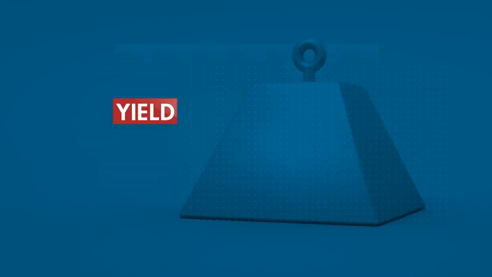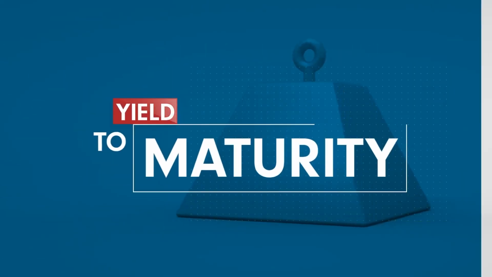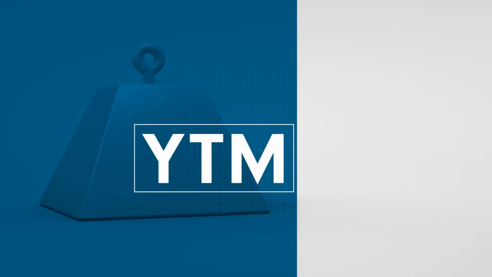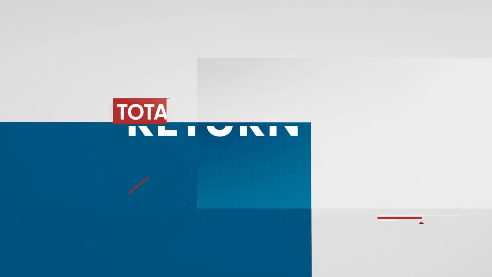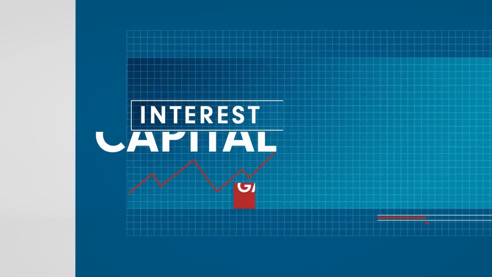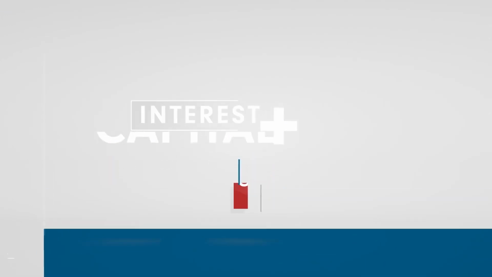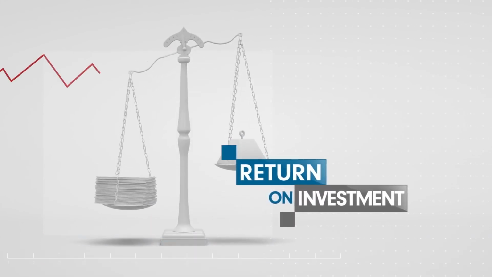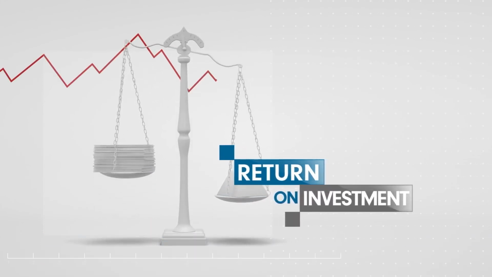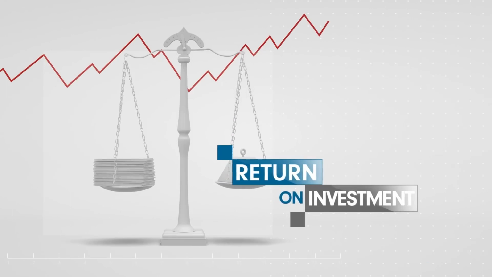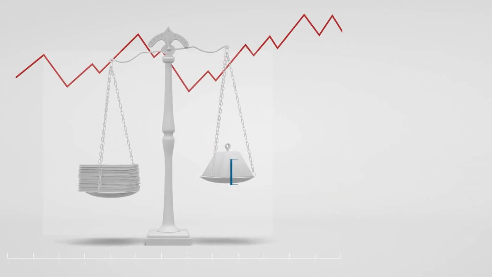Then there is yield. When we talk about yield, we're really talking about yield to maturity, or YTM. Yield to maturity is the total return, interest plus capital gain, obtained from a bond held to maturity. It is expressed as a percentage and tells investors what their return on investment will be if they purchase the bond and hold on to it until the bond issuer pays them back.